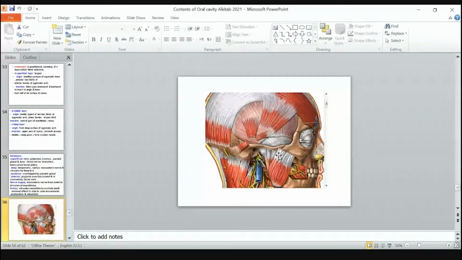The masseter is covered, of course, by skin and superficial fascia, and the parotid gland lies over it with the investing layer of cervical fascia and the transverse facial artery. All these lie superficial. Deeply, it forms the lateral wall of the infratemporal fossa.